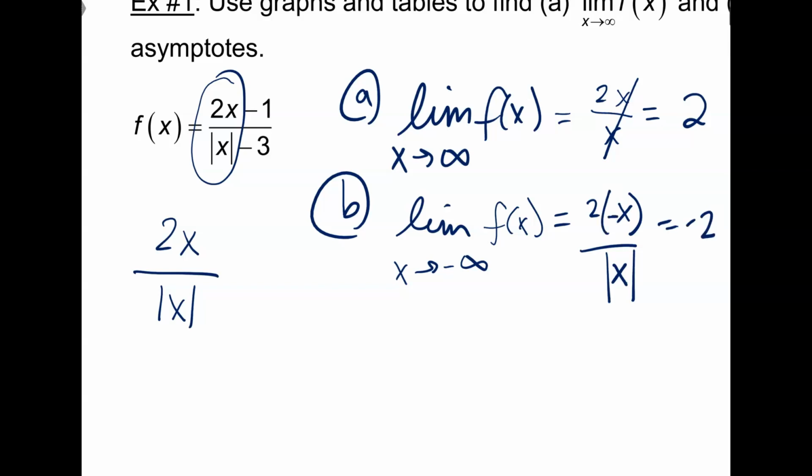I don't know how to write this. I don't really want to write negative infinity over infinity. So the x's go away and I'm left with -2.